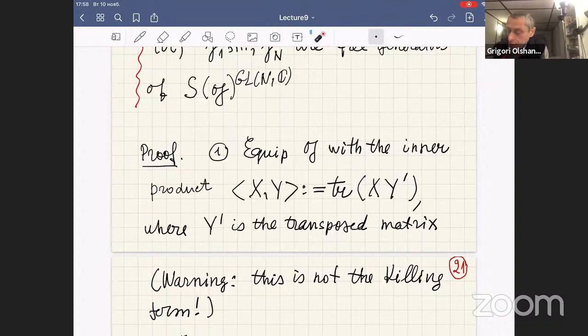We take the inner product, this one, the trace of x multiplied by y transposed. This is my definition for the transposition. Why do I need this operation? Sometimes people like to deal with x and y without transposition, and this gives us exactly the Killing form, the invariant form on this Lie algebra. But here it's more convenient to introduce the transposition.